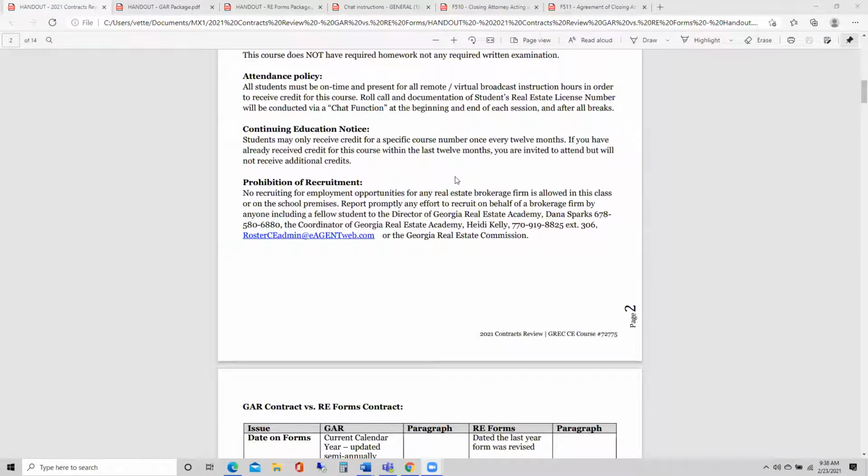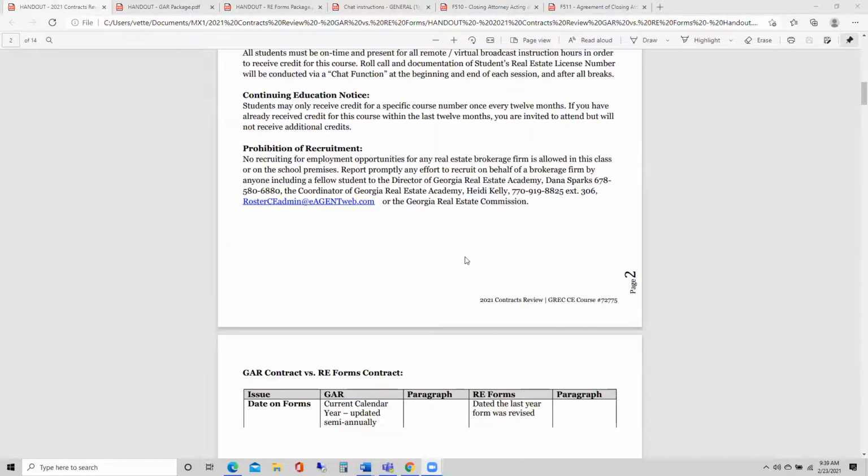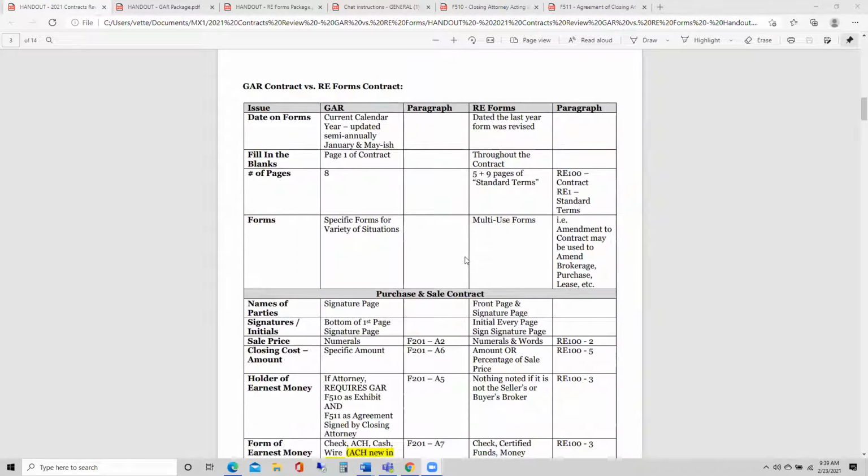And no recruiting for employment opportunities for any real estate brokerage firm is allowed in this class or on school premises. Report promptly any effort to recruit on behalf of a brokerage firm by anyone to me, the director of the Georgia Real Estate Academy. Heidi Kelly is the coordinator of the Georgia Real Estate Academy, and there's her contact information, or the Georgia Real Estate Commission. All right. So this is how we're going to do it.